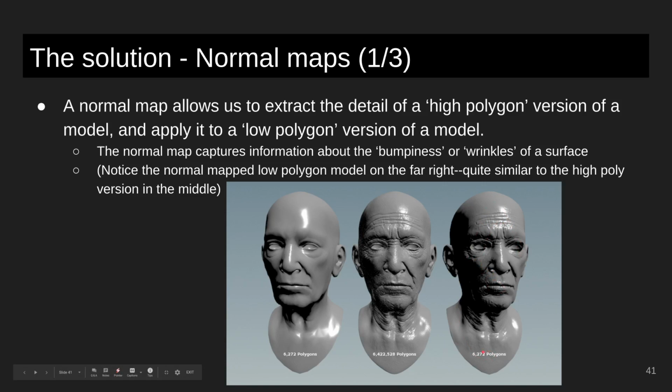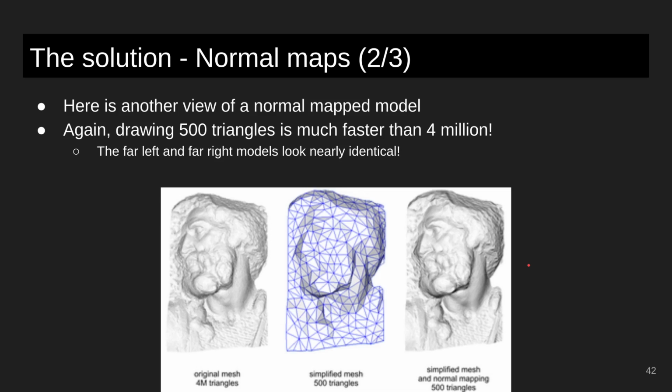If I had to ask you how many polygons this was, between the three models, you would likely say this one has a lot more than the 6,000 one. But in fact, they're the same, and it's just something we already know how to do, which is apply a texture map to get this amount of detail. Here's another view of it, if you don't believe that rendering: taking this 4 million triangle model, applying a normal map to a 500 triangle model, and getting this highly detailed scene.